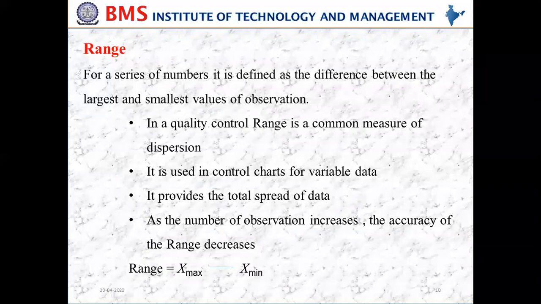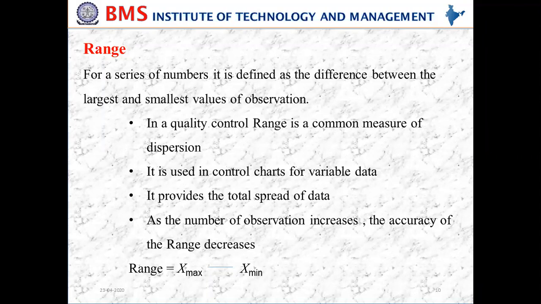Range, I think you will also know this. Range is nothing but the difference between the maximum value and the minimum value in any data. If you collected n number of observations, the one which gives the maximum value and the one which gives the minimum value, the difference of these two will be called the range. So for a series of numbers, it is defined as the difference between the largest and smallest values of observations.